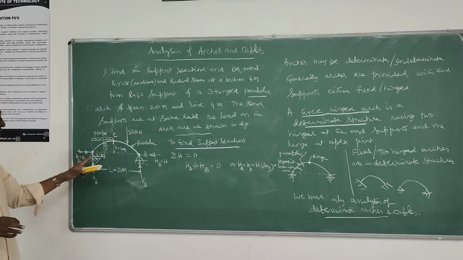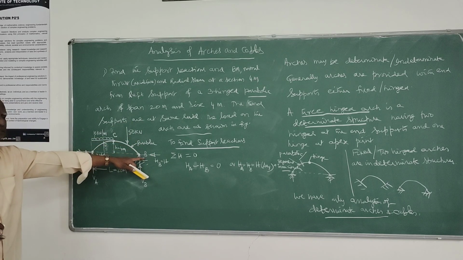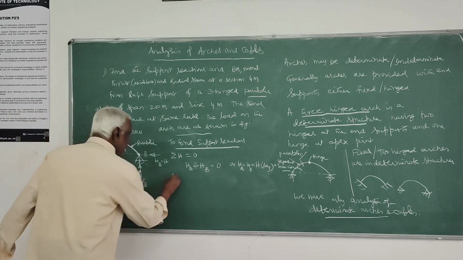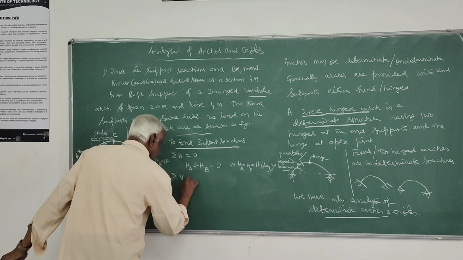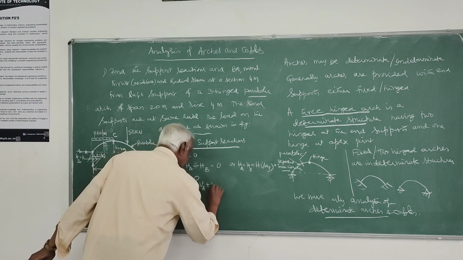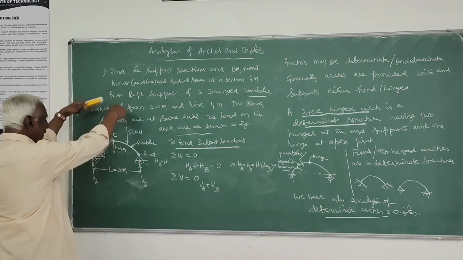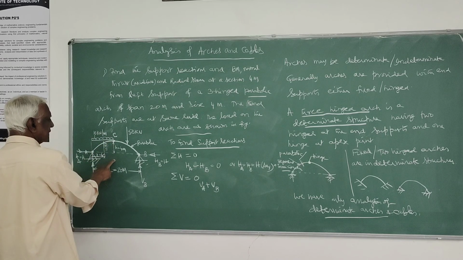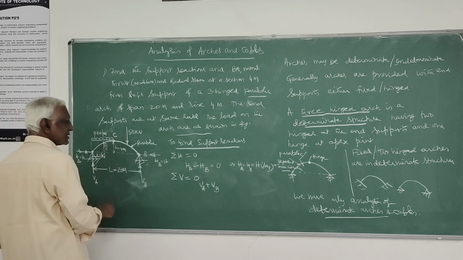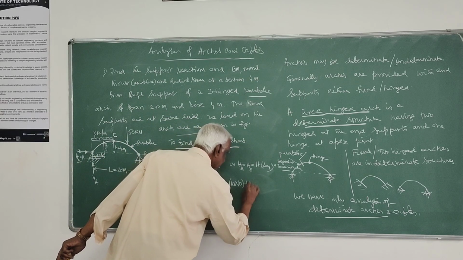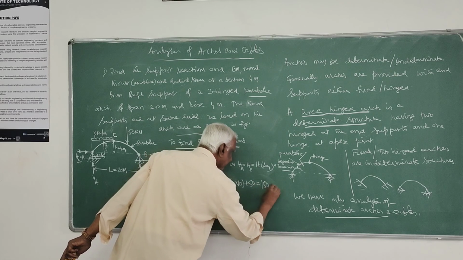If there is an inclined load, then this is H, and this is H minus the horizontal component of that inclined load. That's all, no other change. Next, we can apply sigma V equals 0. Then you have VA plus VB both acting up, and the total load acting down is 10 into 10 plus 50, that is 100 plus 150.